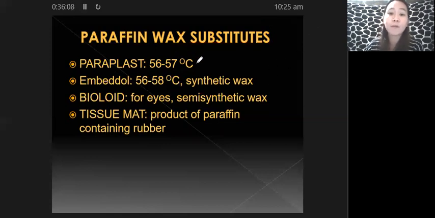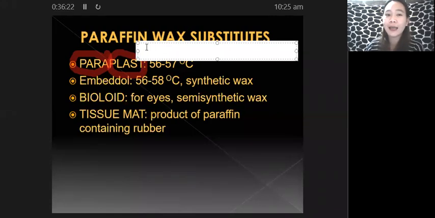So first, we have your paraplast. Okay, so from the term itself, para, it contains paraffin. Plast here indicates the presence of your resin or your plastic. Okay, by the way, in histopath, plastic is otherwise referred to as your resin.